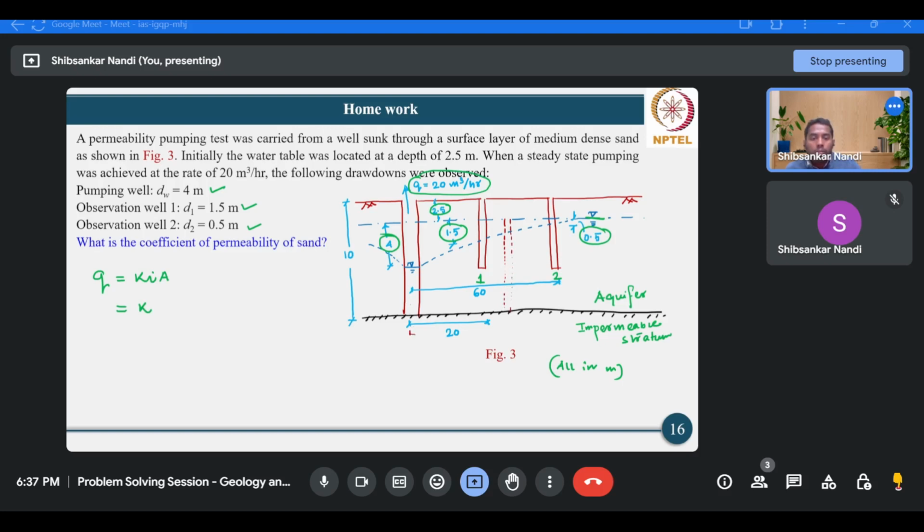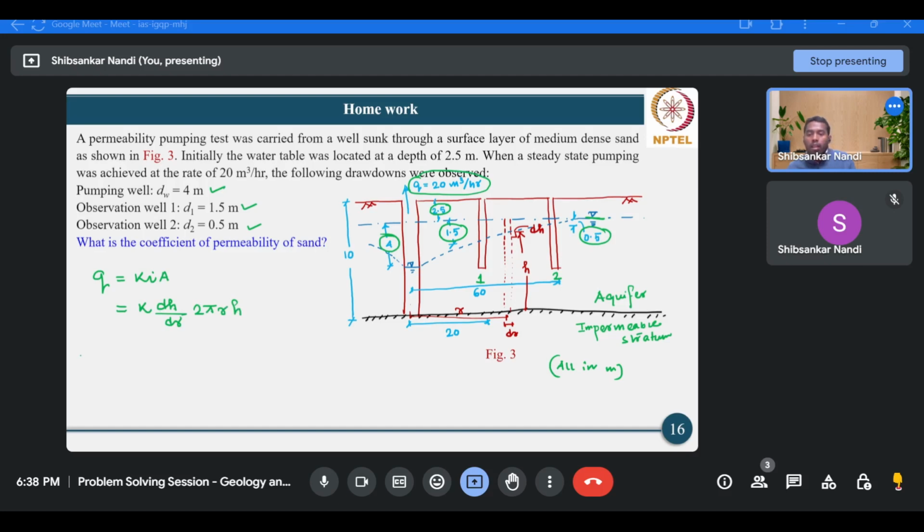of radius r, thickness dr, and this height is h, and this difference is your dh. Therefore the hydraulic gradient would be dh upon dr, and what would be the A? The surface area of the cylinder, that is 2 pi r h.